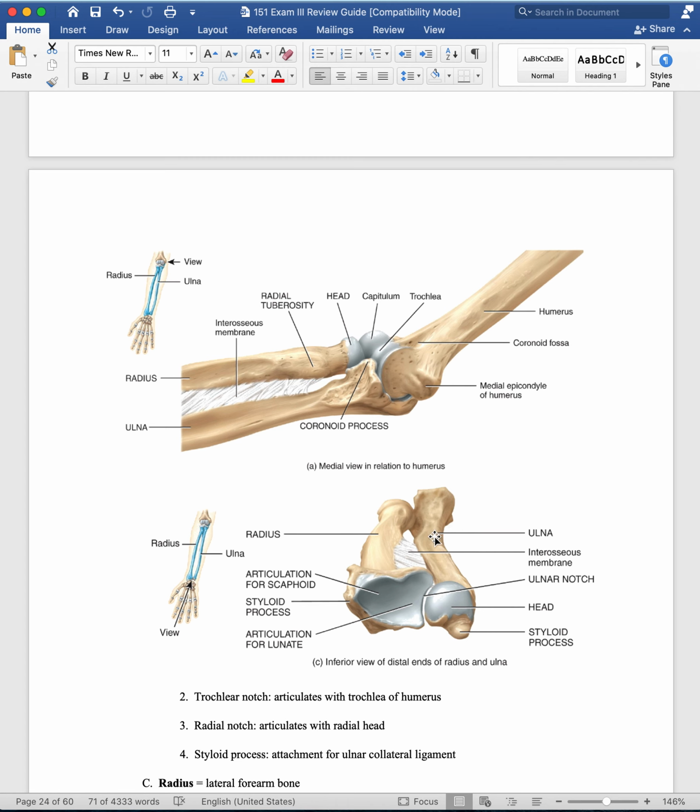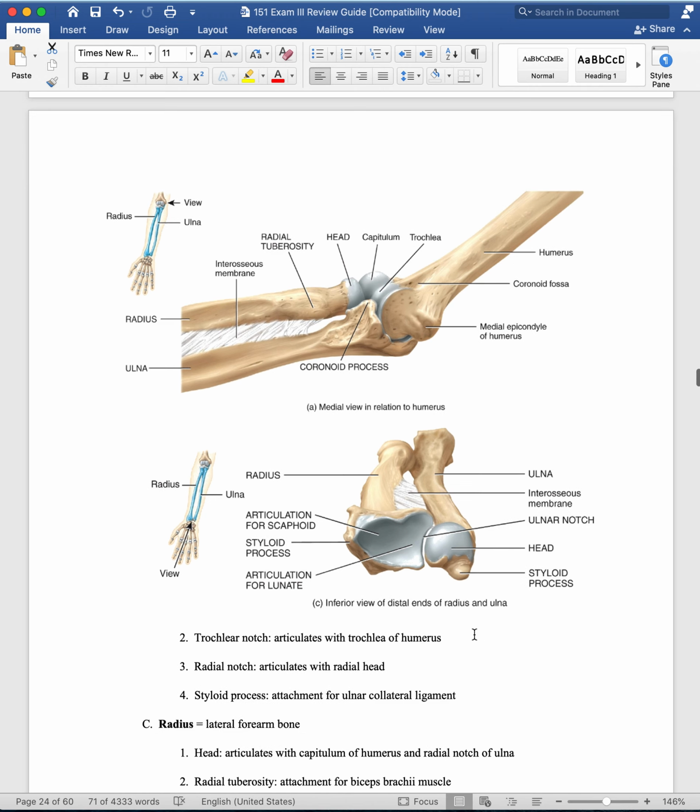And then here of the ulna, if we bring that down, we're going to have the ulnar notch. The ulnar notch is on the radius that interacts with the ulna, and this is the head of the ulna that interacts with the ulnar notch of the radius. This here is another styloid process, again, of the ulna. Both of them you'll be able to feel as your wrist bone. This one is going to protrude a little bit more, that styloid process here.